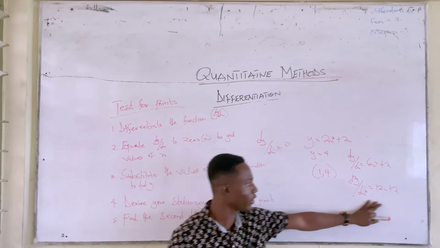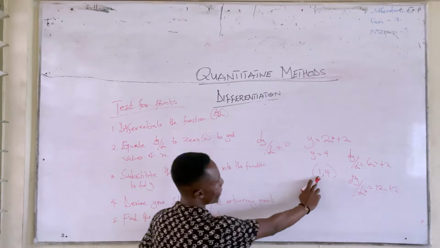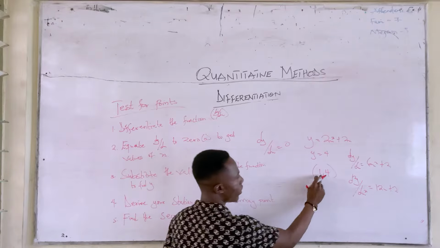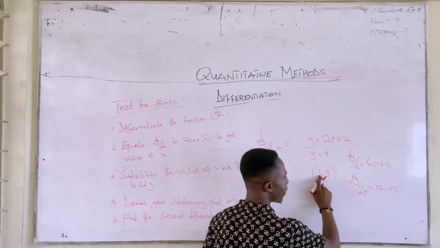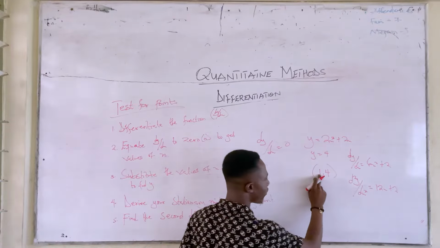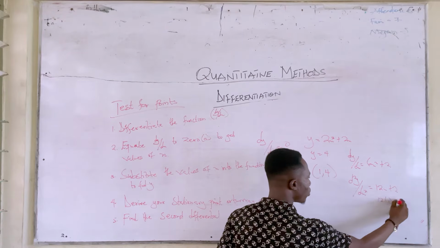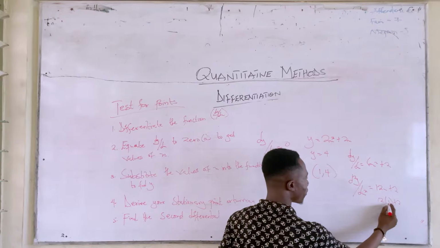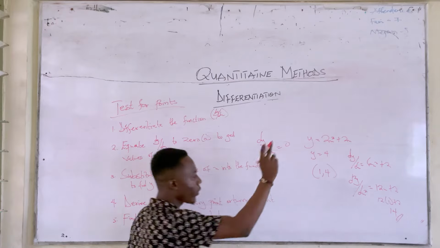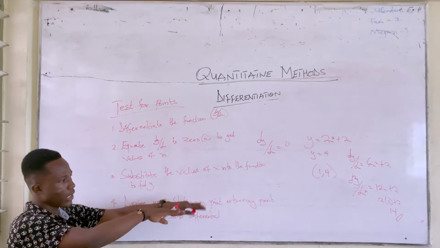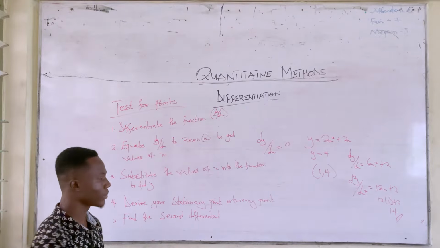After getting the second differential, you see you have x here. So for the point that you got, 1 and 4, you put in the value of x here. You are not going to use y. So you have 12 times 1 plus 2, which is 12 plus 2, is 14. This is just a rough example, but just follow the steps. I want to just explain the steps to you.